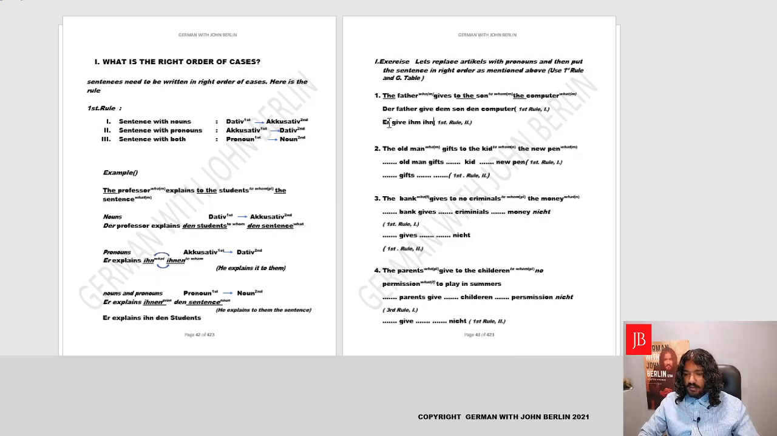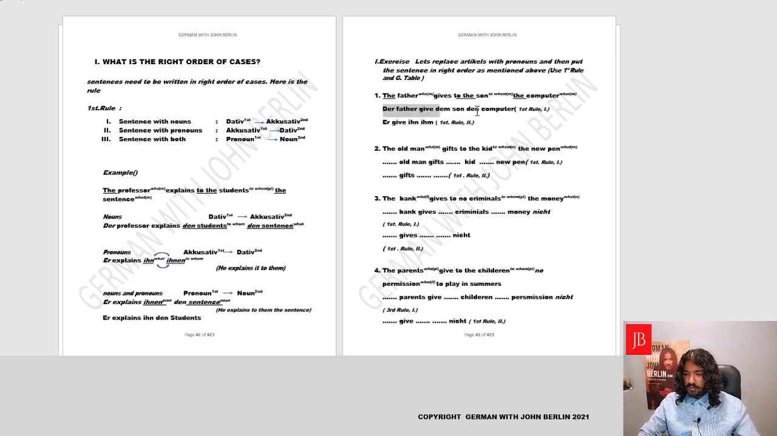So, is the order correct? I doubt. Let's find out. He gives to him it. Now, we don't say it like that. As per the rule number 2, first we say accusative and dative. So, who gives what to whom? So, I'll need to pick this up and write it here. Er gibt ihn ihm. He gives it to him. Fantastic, yes? Now, this is the right case and the right order.